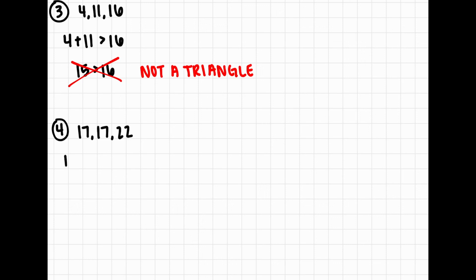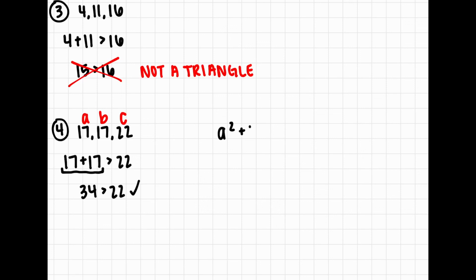So the last example of this section we have 17, 17, and 22. So first things first, we're going to check our two smallest sides and add them together and see that it's greater than the largest side. So 17 plus 17 is greater than 22. That 17 plus 17 gives me 34. And 34 is greater than 22, so I know it's a triangle. I can now go and say that 22 is my C because it's the biggest side. And then, of course, A and B don't matter. They're both the legs.